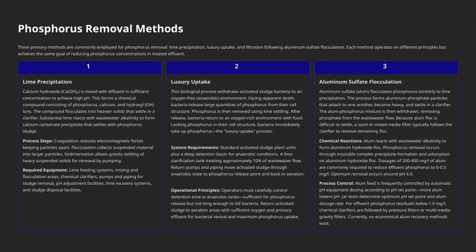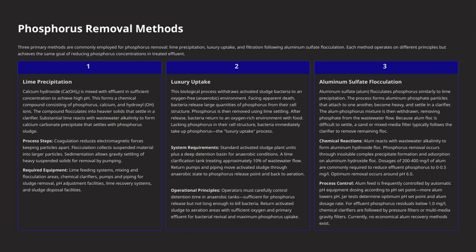Starting with lime precipitation, this process involves adding calcium hydroxide, or lime, to the wastewater. When mixed at the right concentration, it raises the pH and causes a chemical reaction where phosphorus, calcium, and hydroxide ions combine. This forms a compound that flocculates into heavier solids, which then settle out in a clarifier. Additionally, lime reacts with alkalinity in the water to produce calcium carbonate, which settles along with the phosphorus sludge.